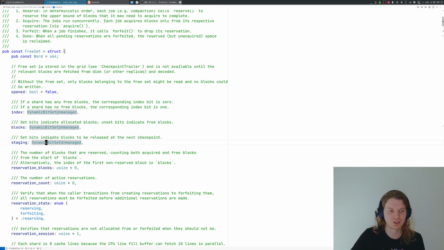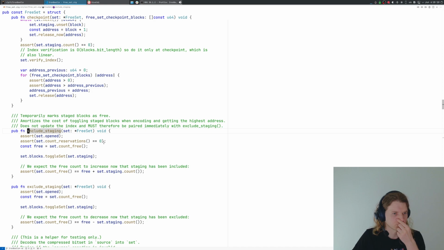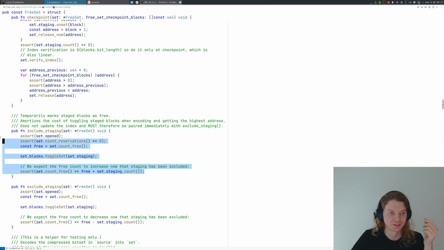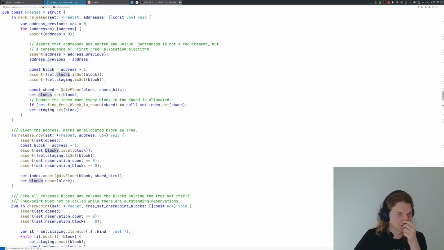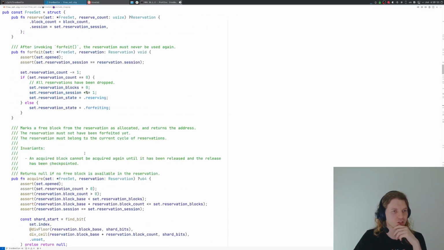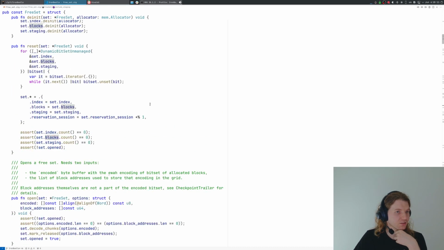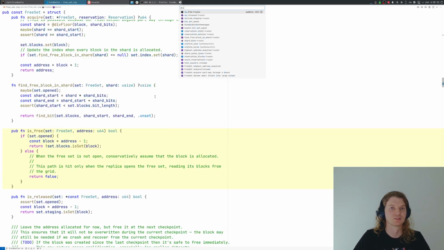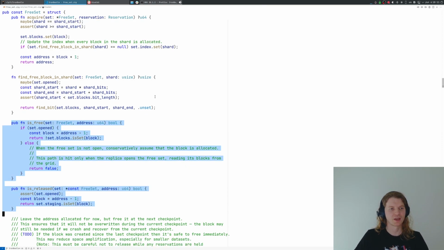And there's going to be this double buffering kind of situation where in the end we roll changes from staging into the blocks. So let's start looking at this data structure one by one. And I guess the two simplest functions we can look at are isFree and isReleased.